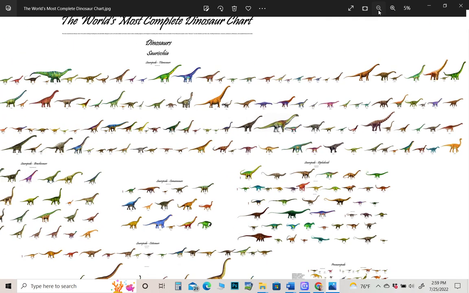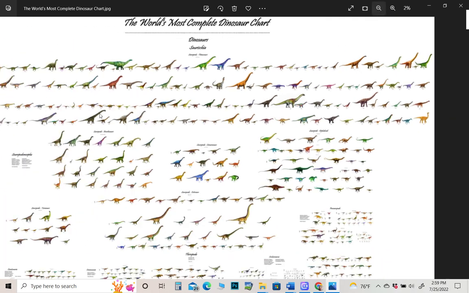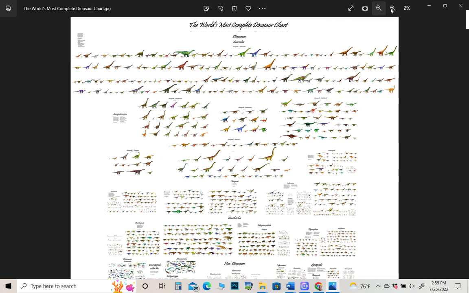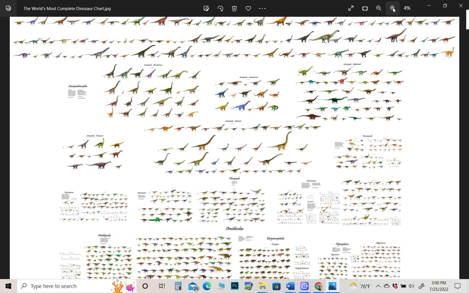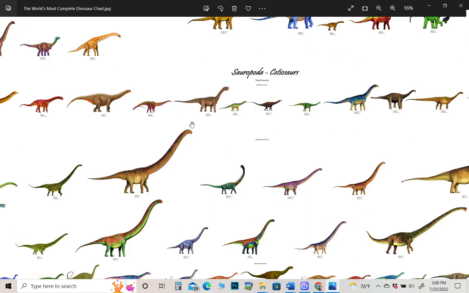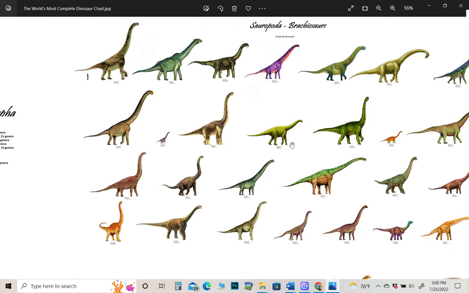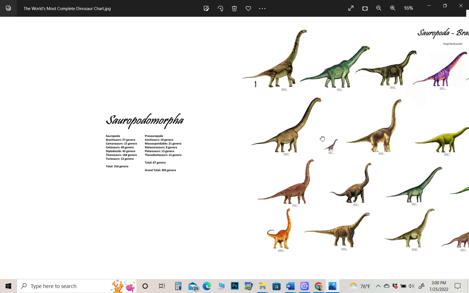Photoshop will zoom out all the way, but this one I gotta zoom out kind of slowly. Sorry. And let's zoom in. The Brachiosaurus next. Oh, that's not the Brachiosaurus. We could get to that later. Right by that, we have our listings of everything in Sauropodomorpha.